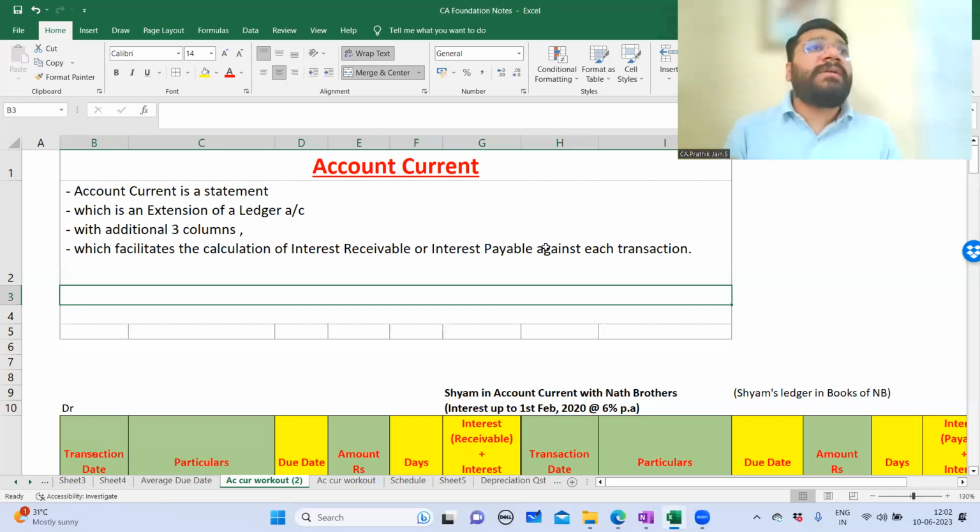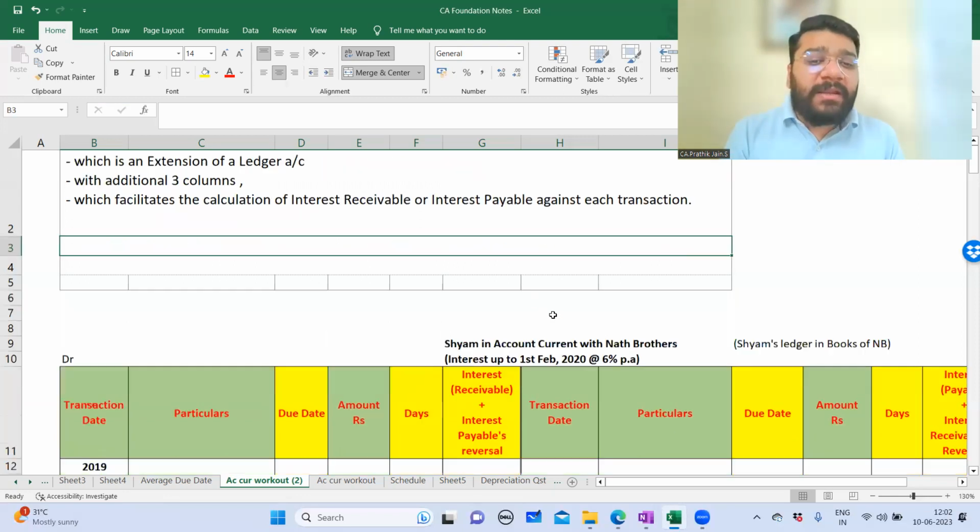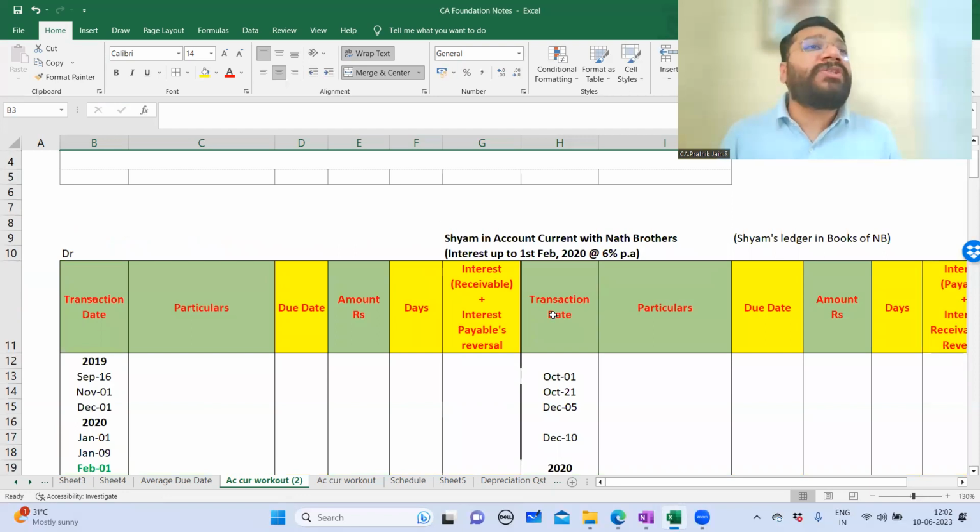So in any business where a credit period is allowed, and for not making the payment on the due date, if interest comes into the picture, then it is always advisable to prepare an account current. Because the account current will show, for each transaction, how much interest is to be charged and how much interest is to be collected. The format is designed in such a way, guys, that you don't have to break your head at all.